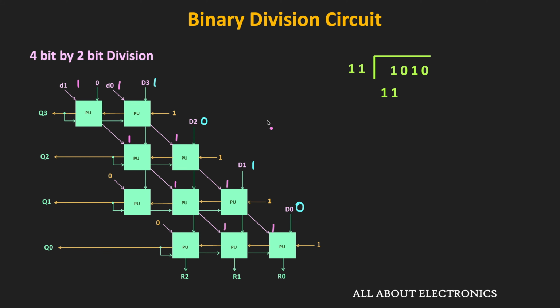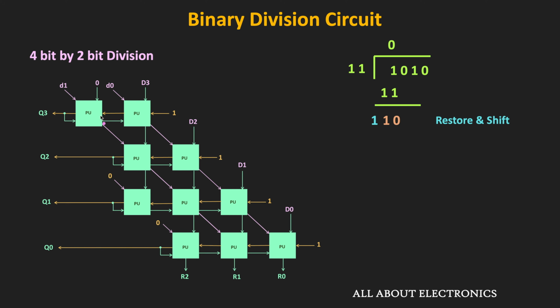So basically, we will subtract this 11 from the 01. And here, since the 01 is less than 11, the result after the subtraction will be negative. Or in other words, we will get the borrow output. And since we are getting the borrow output, we will restore the original bits. And therefore in the quotient we will write 0.